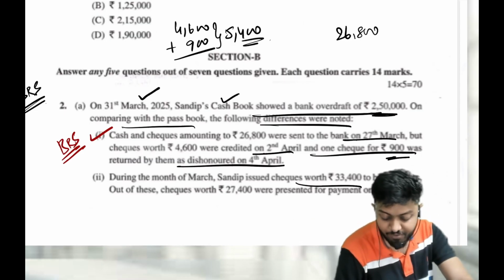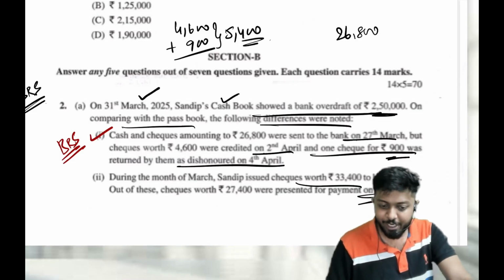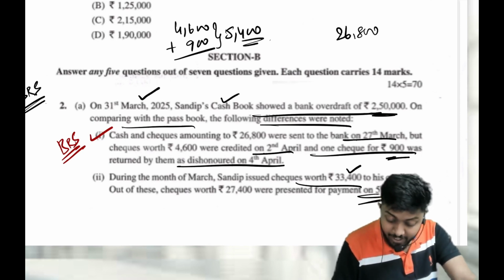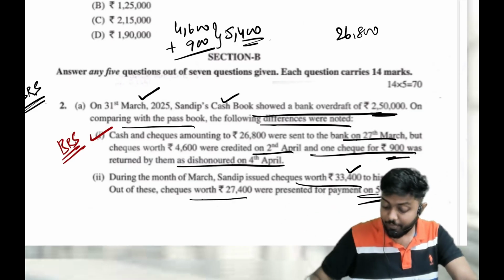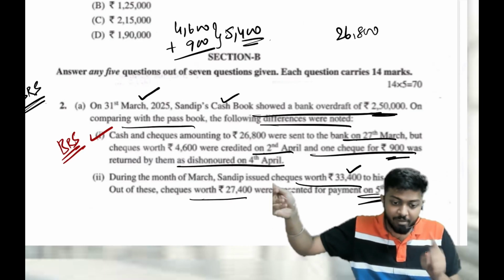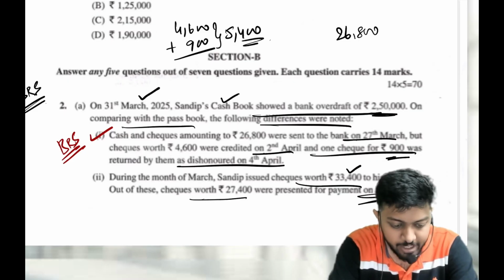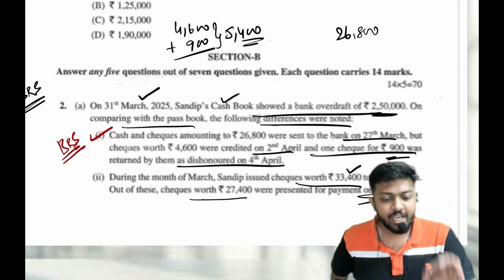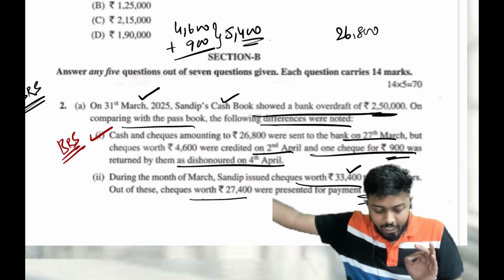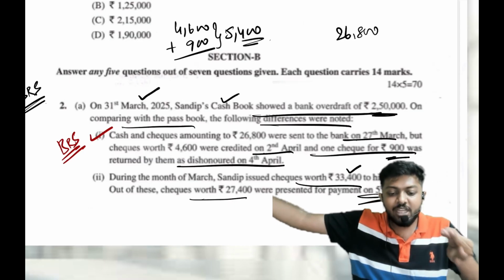Okay, next. During the month of March, Sandeep issued checks worth 33,400 to his creditors. Out of these, checks worth 27,400 were presented for payment on 5th April. It's checks issued but not presented. I have issued 33,400, but checks worth 27,400 were presented for payment on 5th April. The remaining is 33,400 minus 27,400, which is 6,000. 27,400 is presented on 5th April, next month.